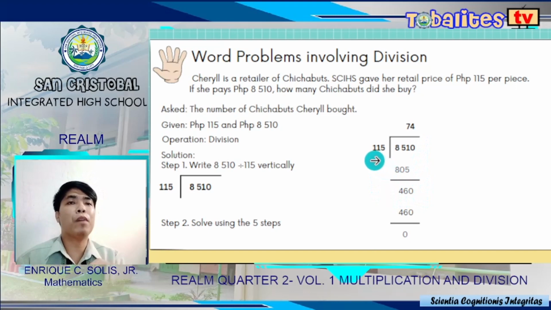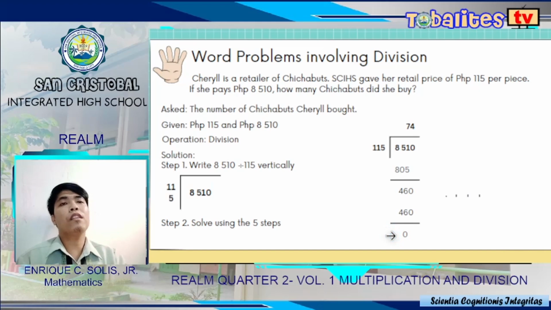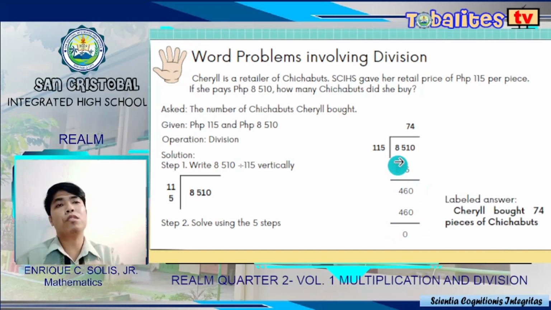460 divided by 115 is 4. 4 times 115 is 460. 460 minus 460 is 0. Therefore, Cheryl bought 74 pieces of chicha boots. Since our quotient is 74, therefore, Cheryl bought 74 pieces of chicha boots.